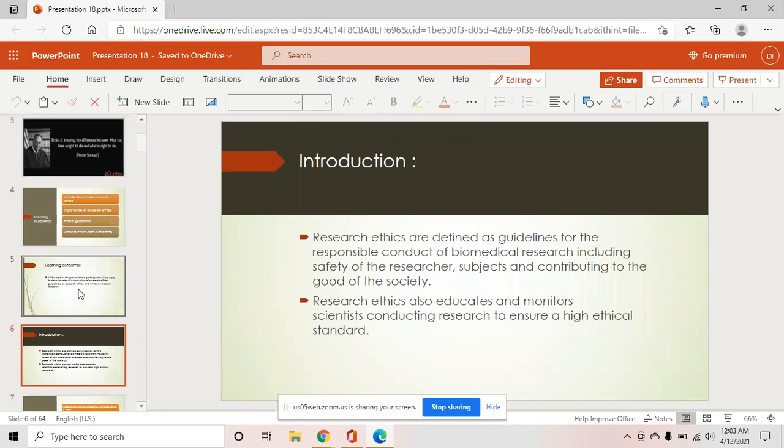Introduction. Research ethics are defined as guidelines for the responsible conduct of biomedical research, including safety of the researcher and subjects, and contributing to the good of society. Research ethics also educates and monitors scientists conducting research to ensure a high ethical standard.